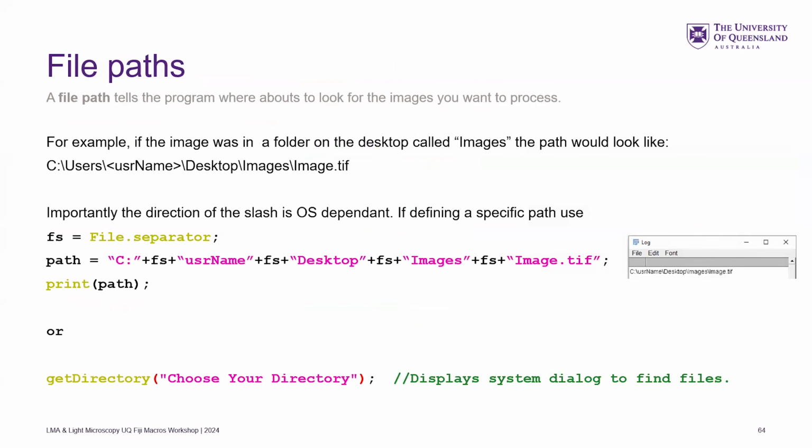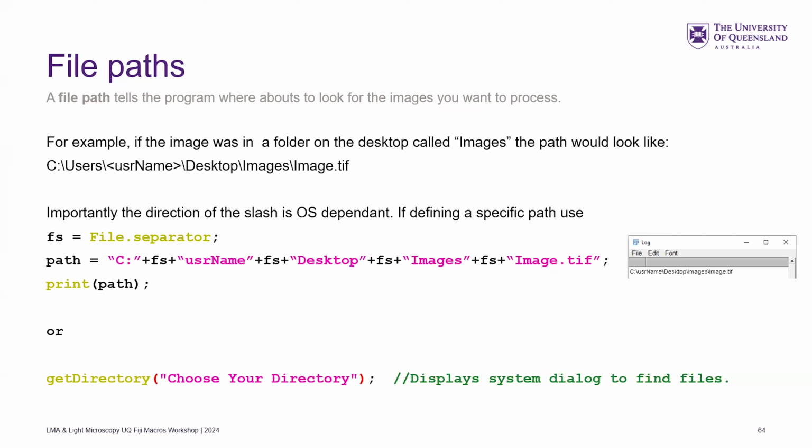For the file paths, it tells Fiji where to look for your images that you're going to process. So if I had a folder on the desktop called images, hopefully your experiment data structure is not that bland, the path would look like this. Probably, obviously Windows biased, on the C drive, under the users folder, under the user name that you've logged in as, desktop, and then images, and then you'd have something called image.tif or .czi, whatever.